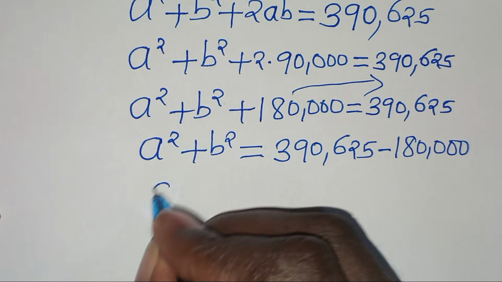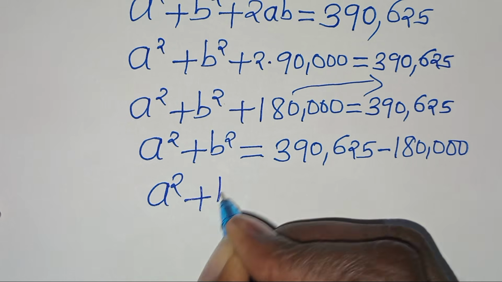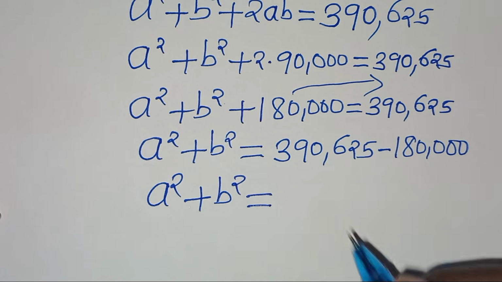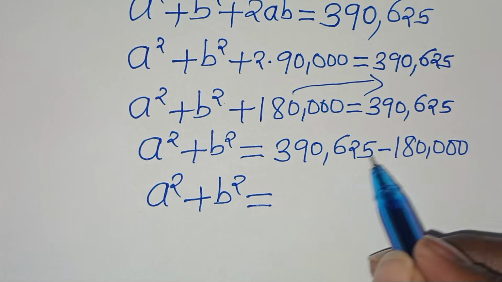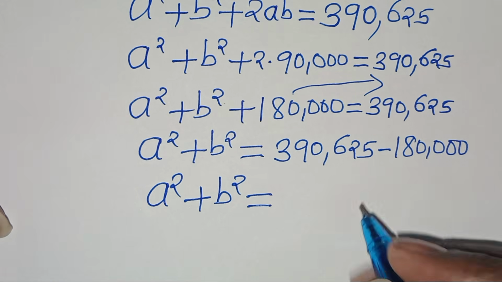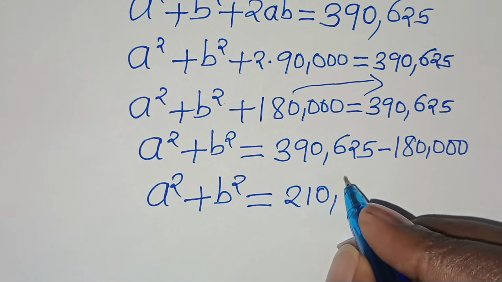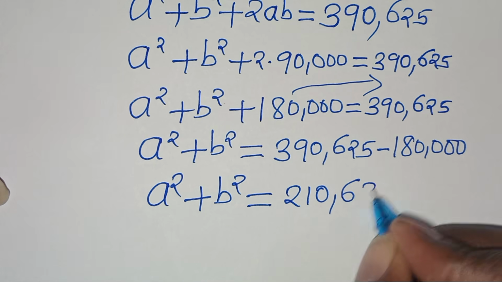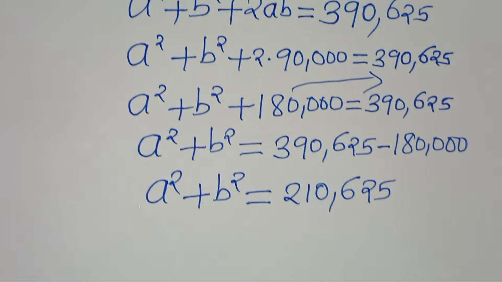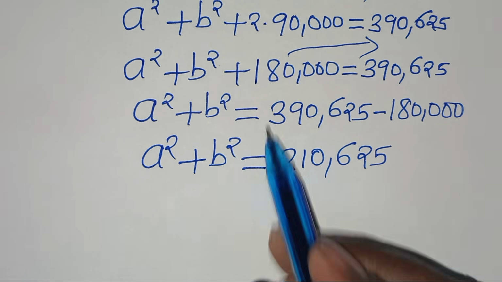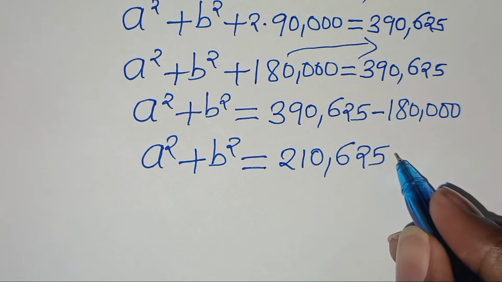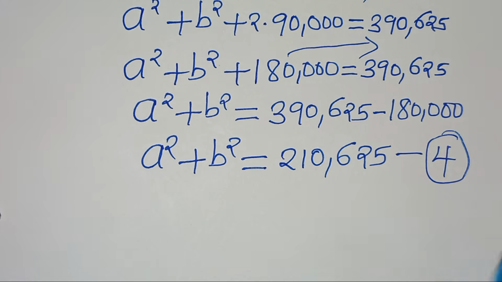So we have a squared plus b squared. This is equal to 390,625 minus 180,000, and this is equal to 210,625. So we have a squared plus b squared. Let's call this equation 4.